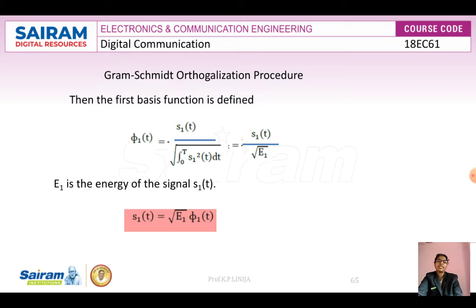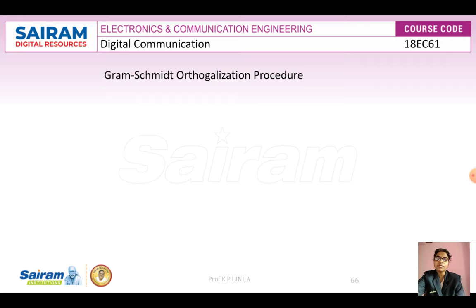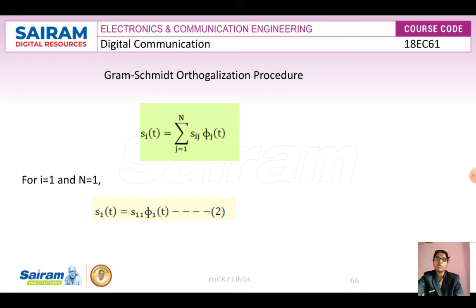Now this S1 of t can be defined in such a way that S1 of t is equal to root of E1 into phi 1 of t. We can mark this as equation number 1. And already we know that Si of t is equal to summation j equal to 1 to N of Sij into phi j of t. Using this equation for i equal to 1 and capital N equal to 1, we will get S1 of t is equal to S11 into phi 1 of t. We mark this equation as 2.